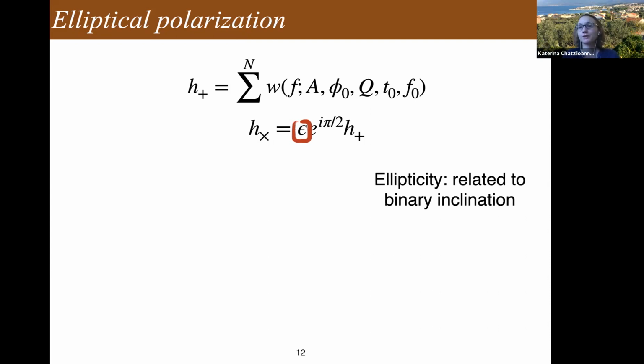If this parameter is 0, the ellipticity is 0, then you're in the case of what we call linear polarization. You have only one of the two polarization modes. But if it's 1, you basically have equal amounts of plus and cross. So that's what you call a circular polarization. In between, where epsilon is neither 0 nor 1, then you have elliptical polarization.